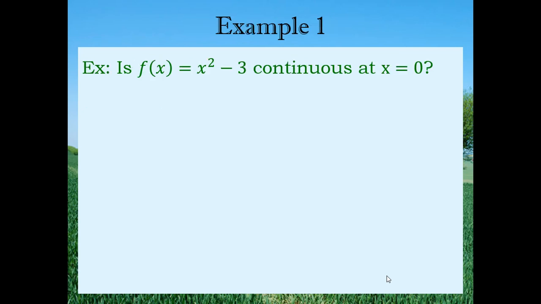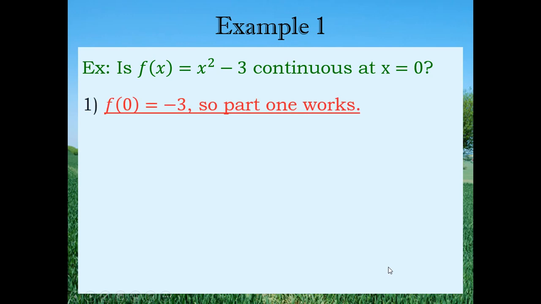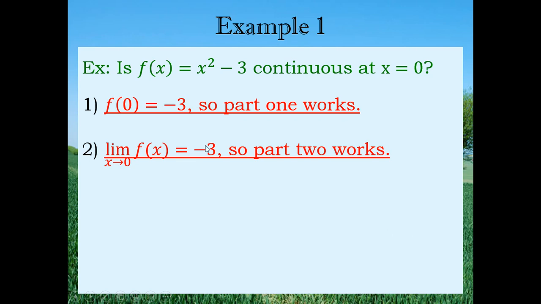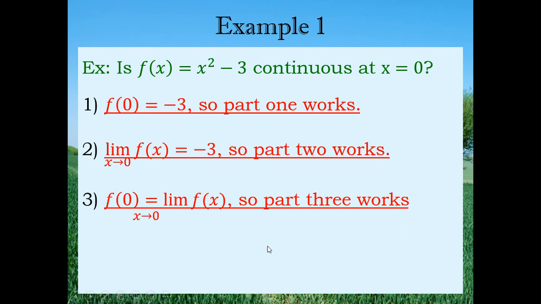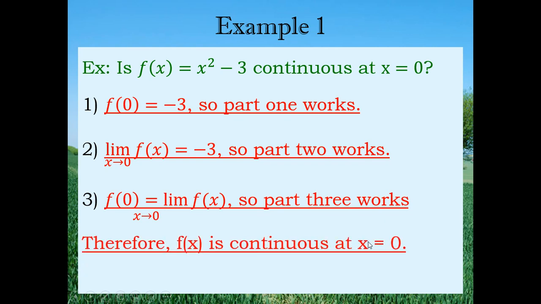So let's take a look at an example. Is f of x equals x squared minus 3 continuous at x equals 0? Well, f of 0 equals -3, so that was good. 2, the limit of f of x as x approaches 0 is also equal to -3. So that works. And those two are equal to each other. So part 3 works. So yes, it is continuous at x equals 0.